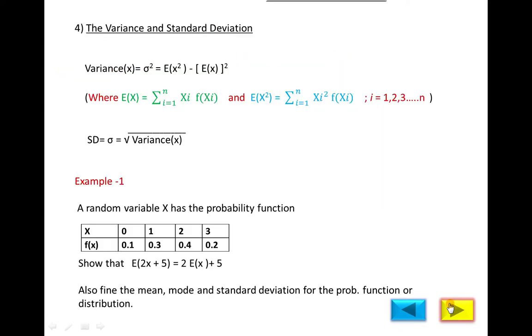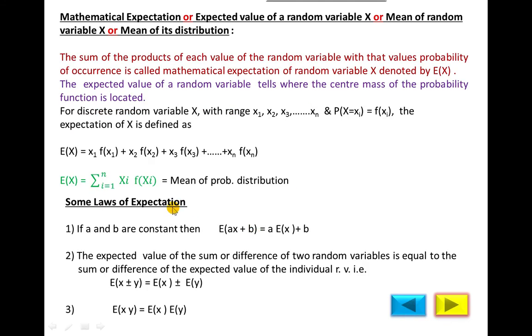And the fourth law is to find the variance and standard deviation. Variance and standard deviation are related: if you take the square root of the variance, you will obtain the standard deviation. And the formula of the variance, sigma square is the notation for variance, equals Ex square minus Ex whole square. This Ex is the same as the formula of the mean. Ex is equal to the sum of xi f(xi), which you have written in this same formula.